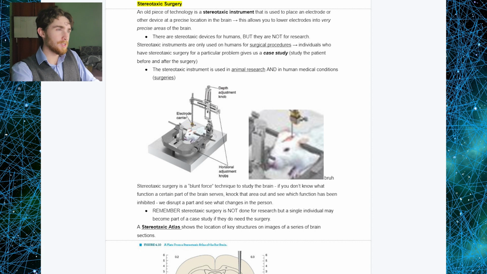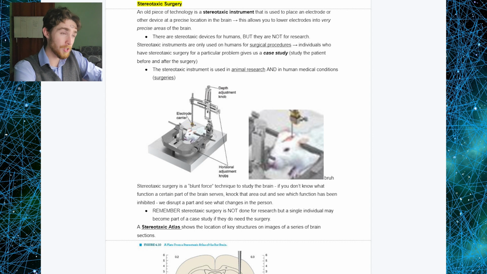Now let's talk about stereotaxic surgery. An old piece of technology is a stereotaxic instrument, and it is used to place an electrode or some other device at a precise location in the brain. A stereotaxic instrument allows you to lower electrodes into very precise areas of the brain. Now, there are stereotaxic devices for humans, but they are not used for research. You will not catch any researcher using a stereotaxic instrument on somebody just for the sake of research alone. Stereotaxic instruments are only used on humans for surgery.